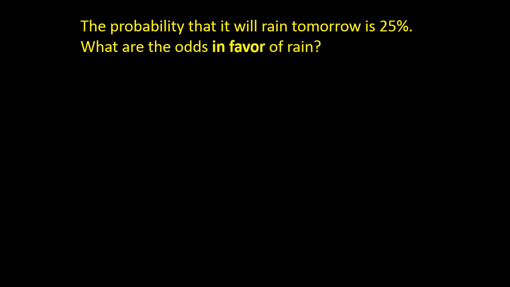So what if I tell you that the probability that it will rain tomorrow is 25%, and I want to know the odds in favor of rain? So we're going to take that 25% probability and really break it down. If the probability that we have rain is 25%, 25% is 25 hundredths, which simplifies to 1/4, then we can say that the probability of it raining is 1/4.